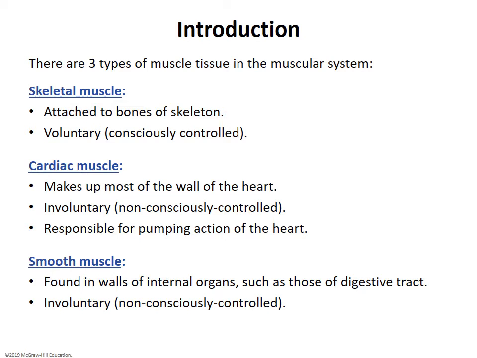So skeletal, cardiac, smooth. Skeletal is voluntary. The other two are involuntary. Skeletal and cardiac are considered striated, where smooth is non-striated.